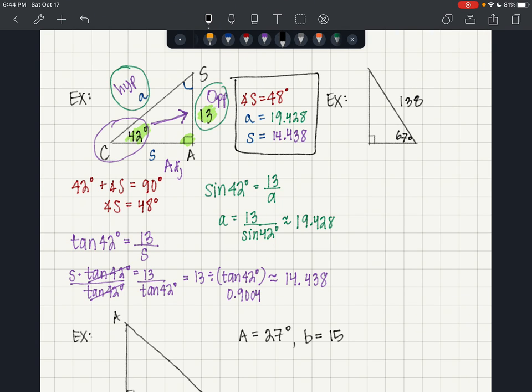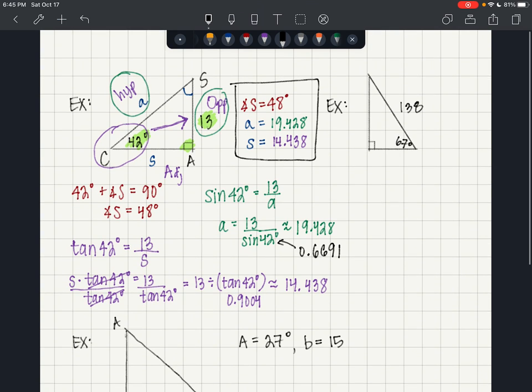Now, if you didn't get that, let me tell you what the sine of 42 is. The sine of 42 is about 0.6691. So 13 divided by that 0.6691 is going to get us the 19.428.